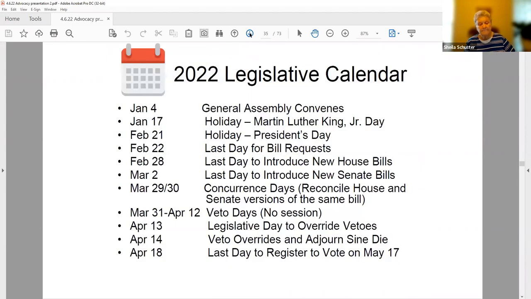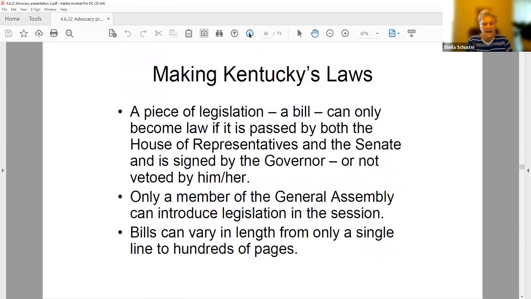Next, please. So we started the session on January 4th. This is a 60-day or long session, and we are right down there toward the end. They're going to come back on April 13th and 14th to override vetoes and to pass some remaining pieces of legislation. They will adjourn by midnight on April 14th. And just a reminder that April 18th is the last day to register to vote in the primary election on May 17th. Next slide, please.